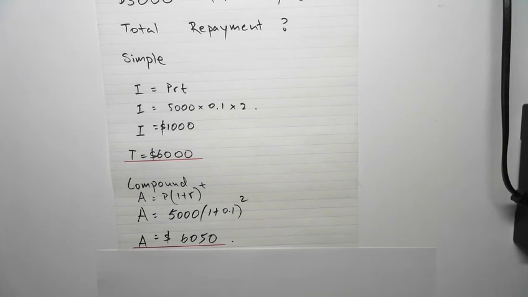Okay, now as you can see, the compound will always give you a bigger answer compared to simple interest. And the reason for that is for simple interest, it neglects the interest on interest, which the compound accounts for. And by doing so, the compound interest will always give you a slightly higher total amount. So if you're the lender, this is always a good thing because you always get more money if you use compound. And this is why in real life we only use compound interest.